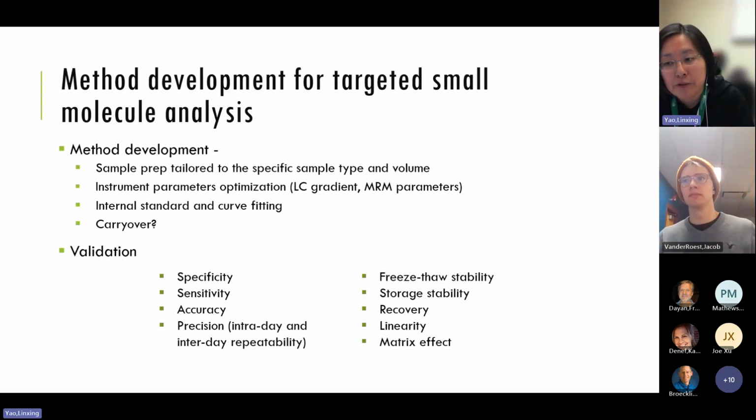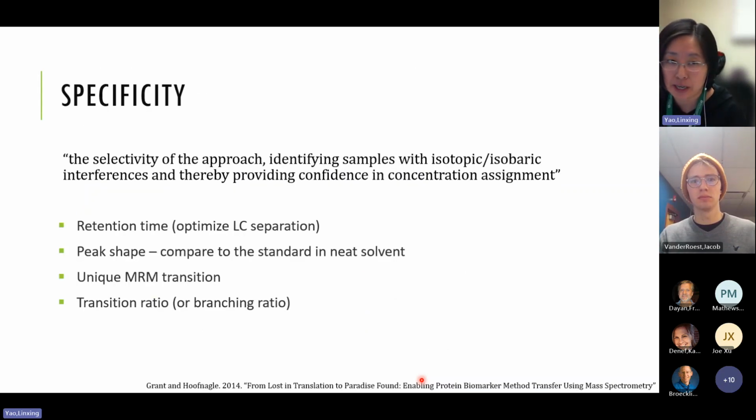The method setup for targeted analysis usually requires method development to different extents, with more time spent upfront. Sample prep and instrument parameters need to be optimized to achieve desired separation and sensitivity. Tweaking on internal standard and curve fitting, as we just talked about, is needed. And then we also want to test the carryover. There are certain criteria and metrics that need to be met depending on the research need as well as the type of analysis.